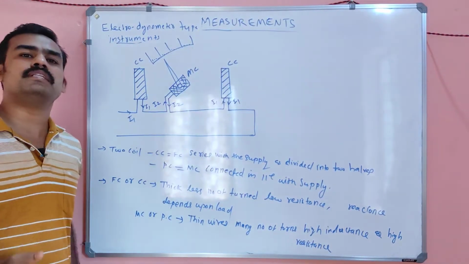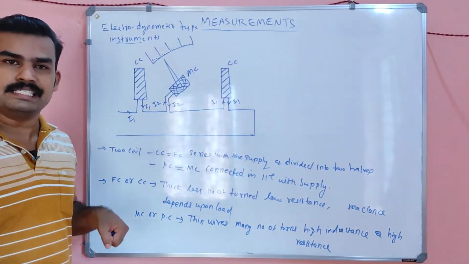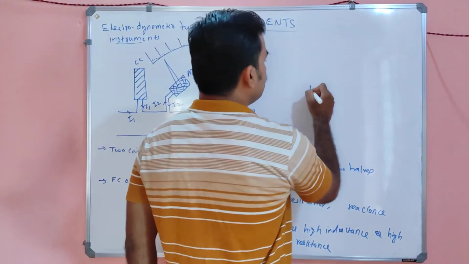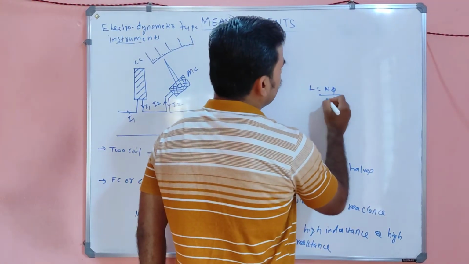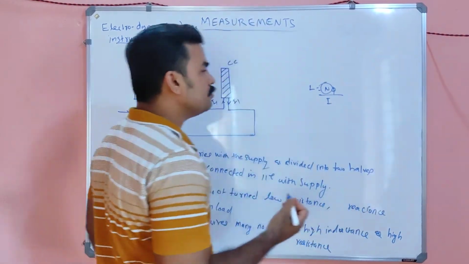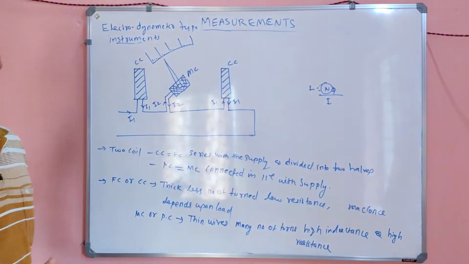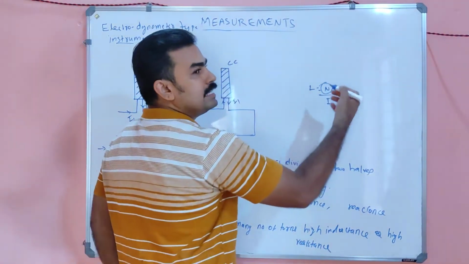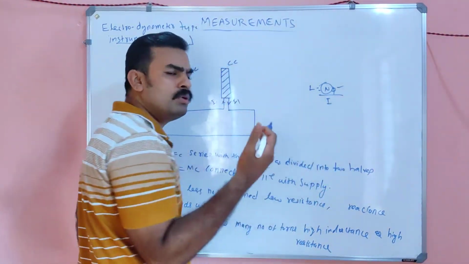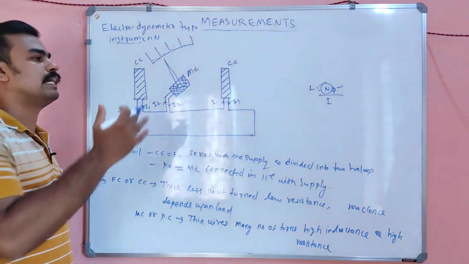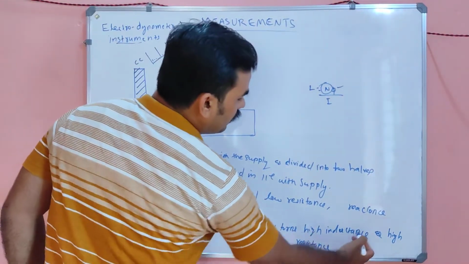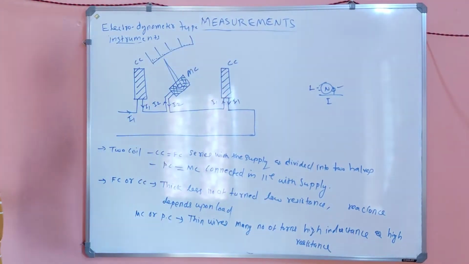It is highly inductive in the sense that if the number of turns increases, then with L equal to N phi by I, we have the relation L equals N phi by I. If the number of turns increases, of course inductance will increase. When the number of turns increases, phi also increases. Overall, inductance will increase. That is why the moving coil or pressure coil has high inductance and high resistance.